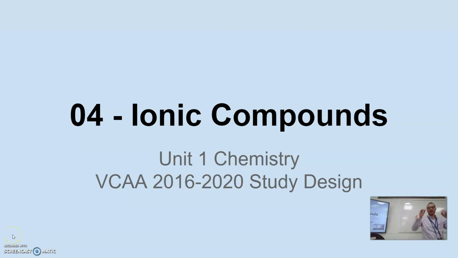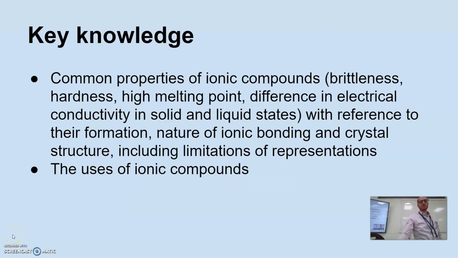So, ionic compounds. Properties and the ionic bonding model. We're going to use the bonding model to explain the different properties of ionic compounds, similar to what we did with metals. So it's hardness, high melting point, difference in electrical conductivity dependent on states, right? Reference to formation, nature of ionic bonding, crystal structure, limitations of representations, and uses.